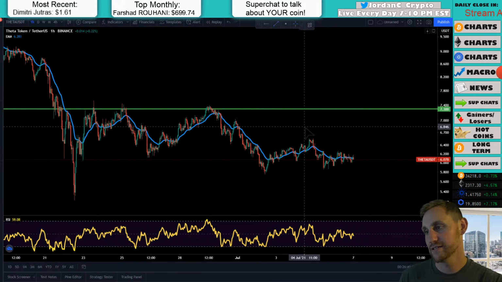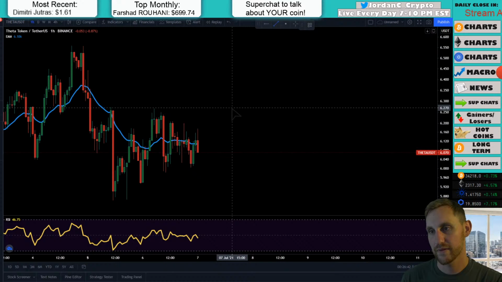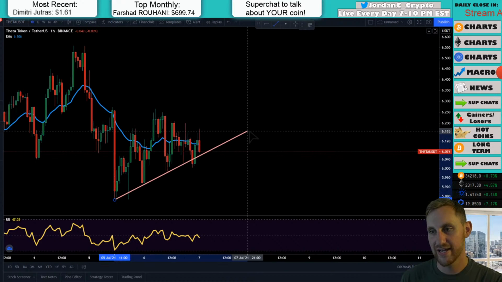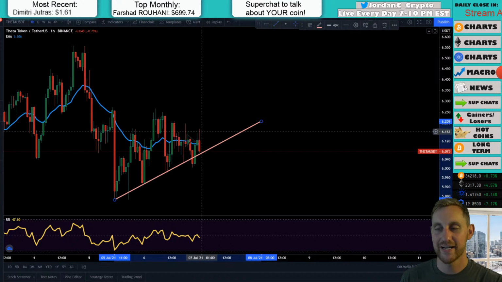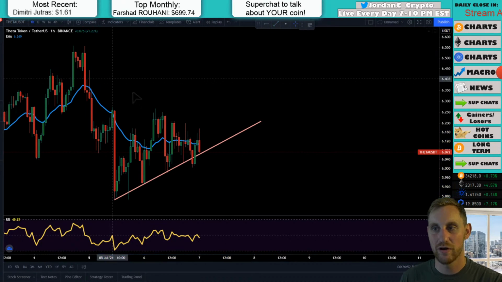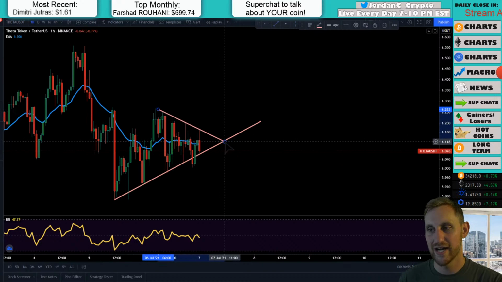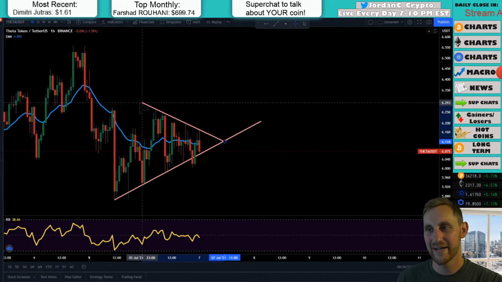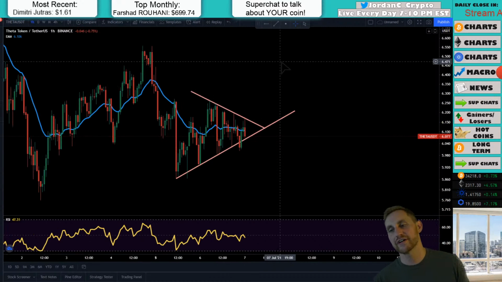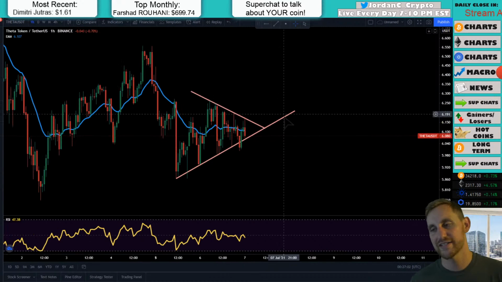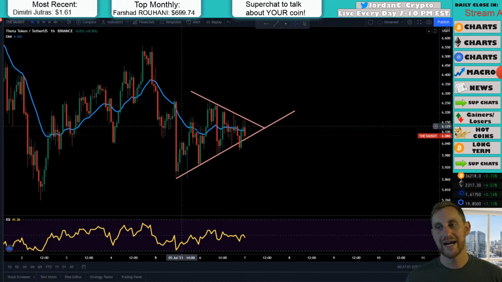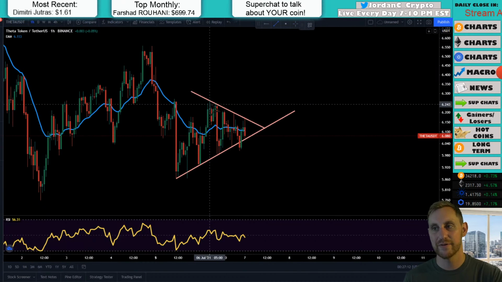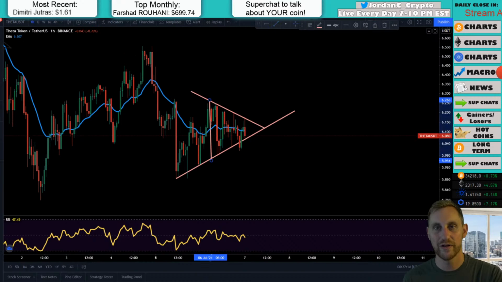But Theta, what's going on with Theta? In general, you kind of have an upward trend. You did have one little fake out to the downside, but overall it looks like you're making lower highs while making higher lows. So you're going to get squeezed in here between this upward support and this downward resistance. Kind of a symmetrical triangle, I guess, if you want to call it that. You guys can get the point here.